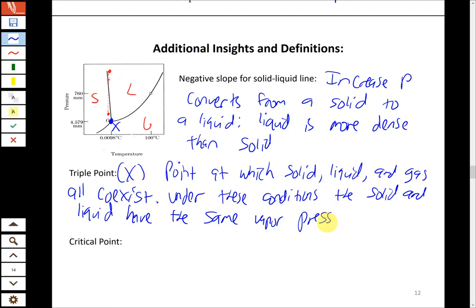But again, the more useful way to think about it is just that all three of those phases exist together at that temperature and pressure. That's what the triple point tells us. It's the point where all three of those lines intersect.